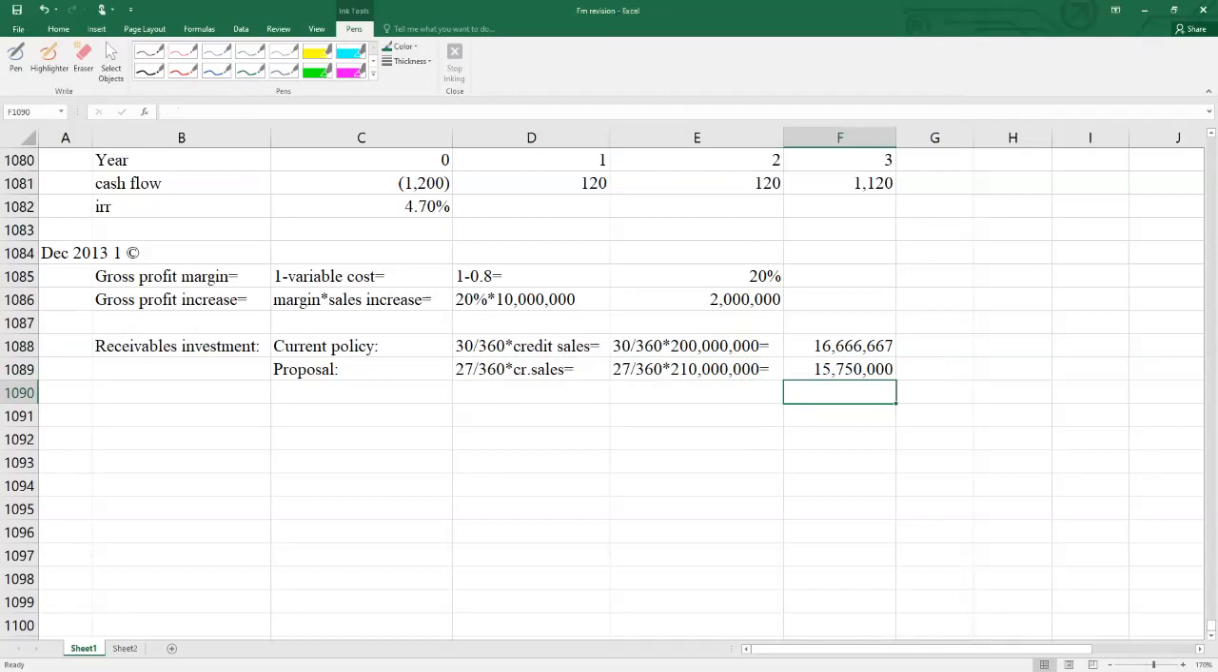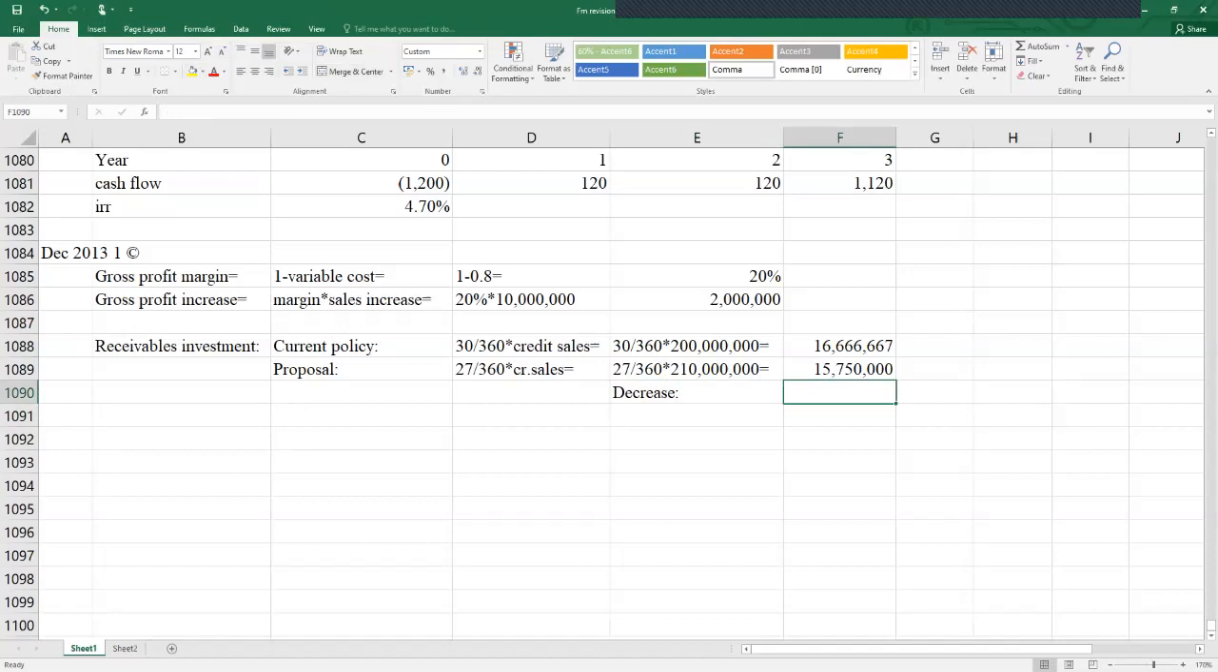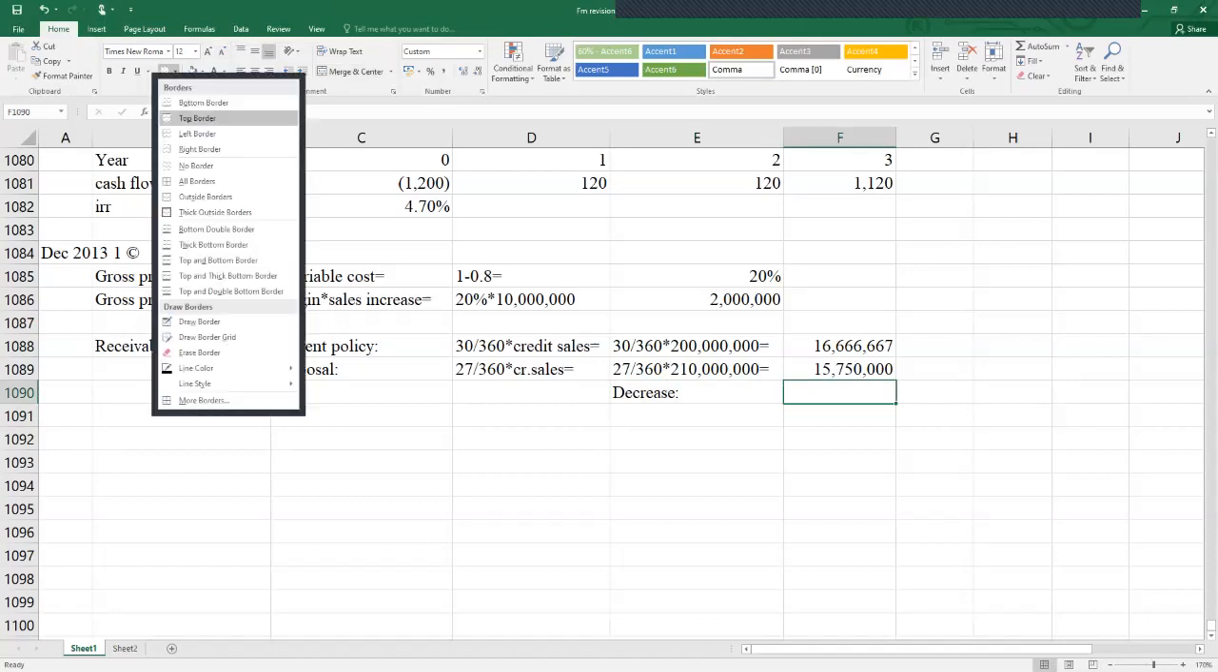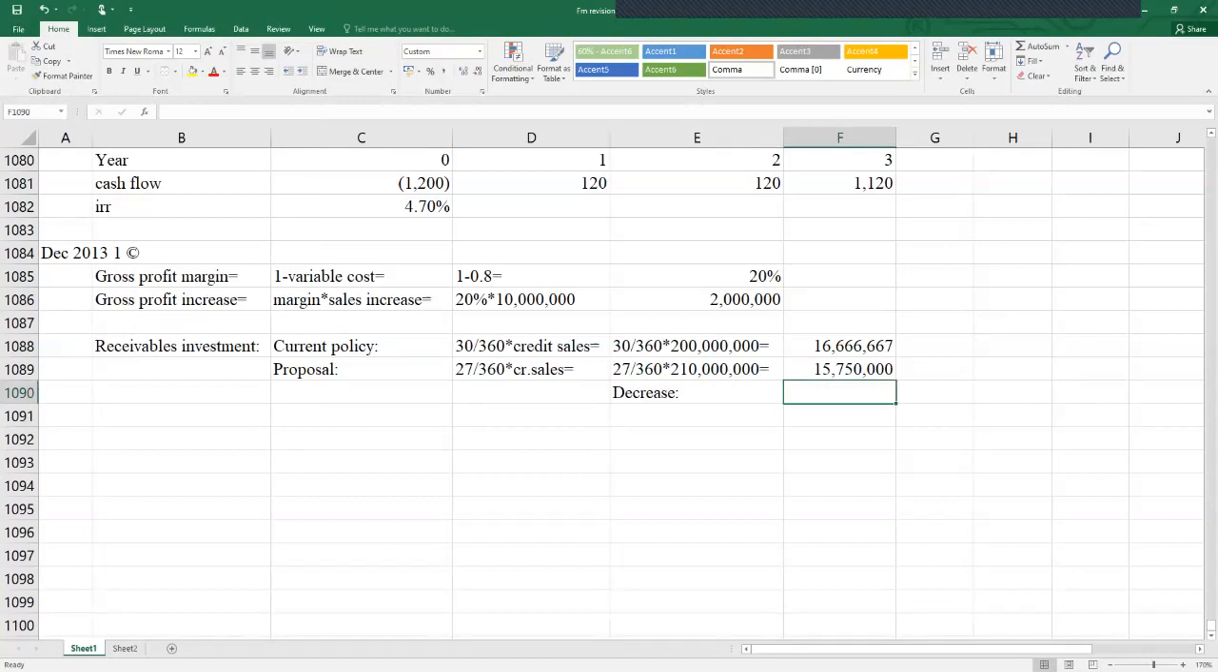As you can see, therefore, the amount of investment the company is making is decreasing from 16.6 to 15.7 million. Therefore, the decrease in the receivable is how much? It is 916,667. Okay, that is the decrease in the investment the company is making towards account receivable.